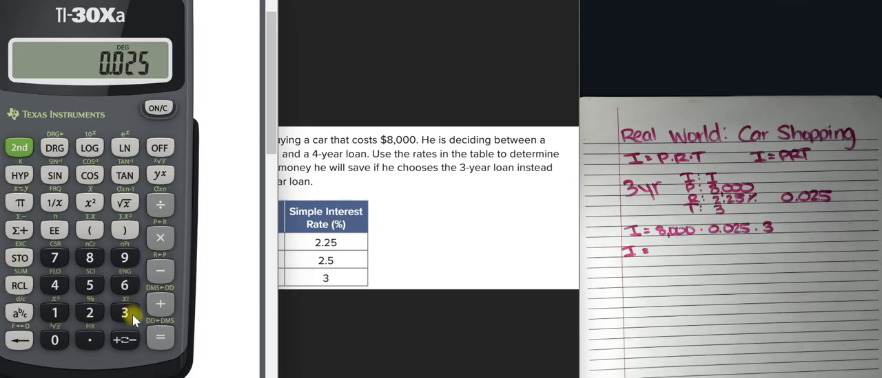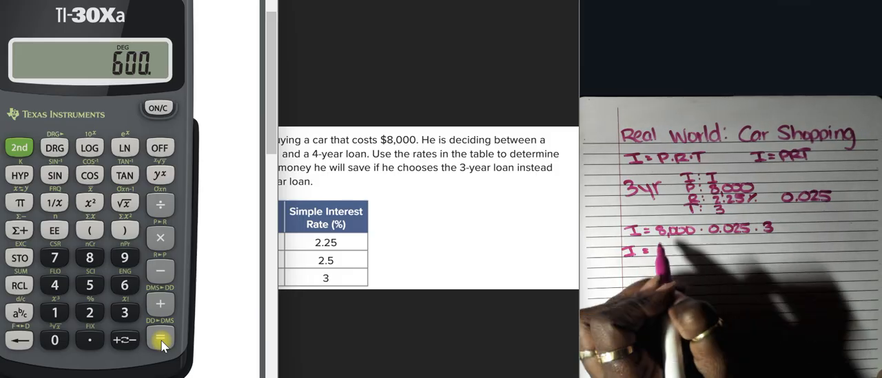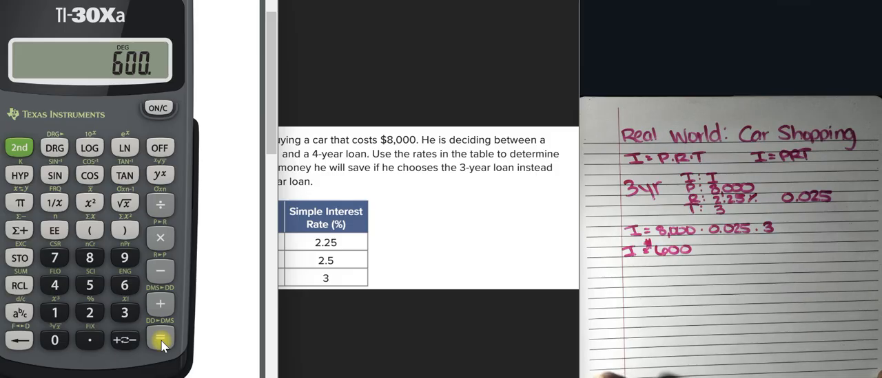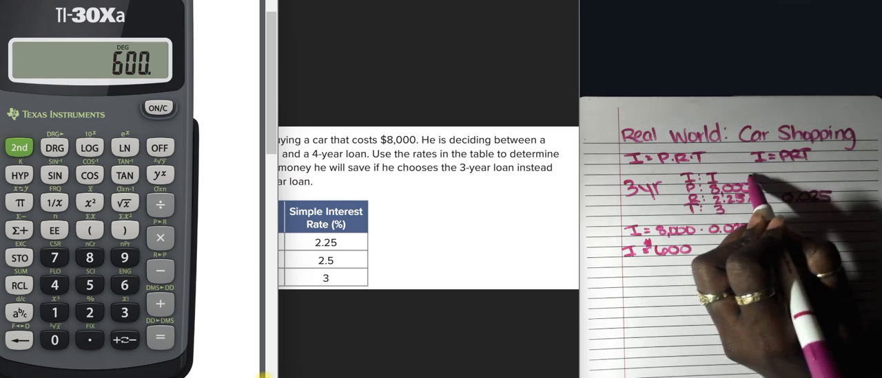There we go. That looks still better. All right. And then we're going to multiply that by 3 and we come out with $600. Okay. So we have I is going to be equal to $600. So this is his interest. So his interest on this car is going to be $600.